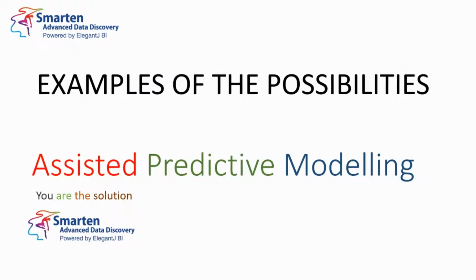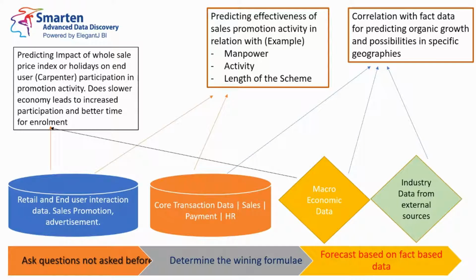So here are a few examples of the possibilities. Say, for example, here we have taken macroeconomic data. We have taken data from the core transaction, and we have taken the retail end user data. So say industry data and the transaction data and the macroeconomic data, you can put them together to find out what would be the possible growth in the business. So say when you're planning your business and you want to see whether the targets you have taken would be in alignment with the organic growth in the industry, and if the actions you are going to take will give you the incremental growth which is necessary.